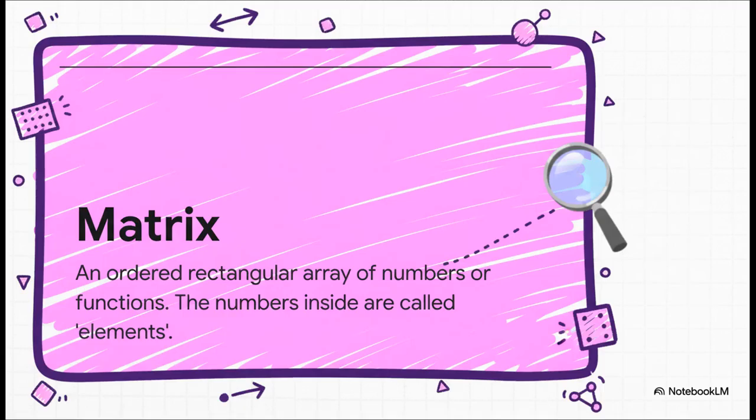So, while we can call it a dabba just for fun, the official textbook definition is this. A matrix is an ordered rectangular array of numbers or functions. And every number that you see inside the box, that's called an element. Just remember that word, element. It's going to pop up a lot.